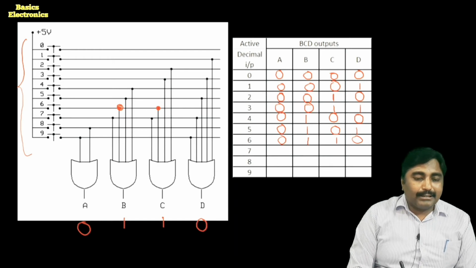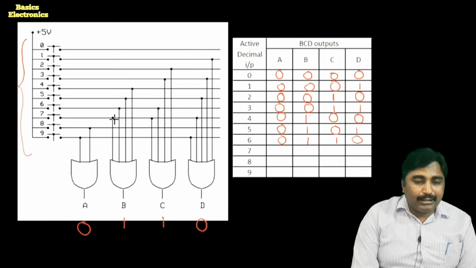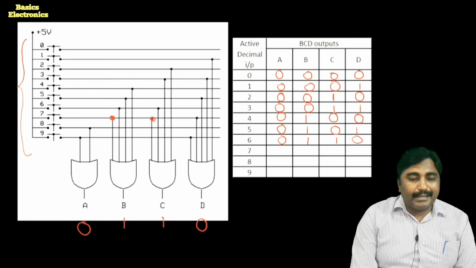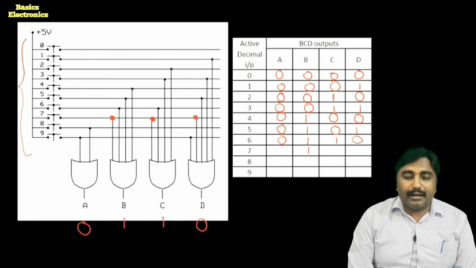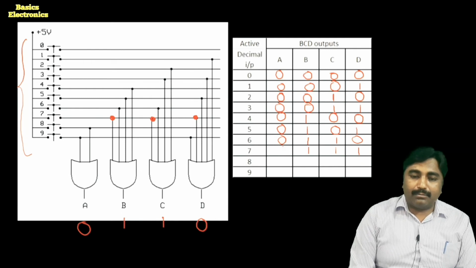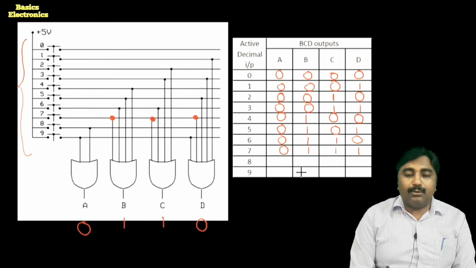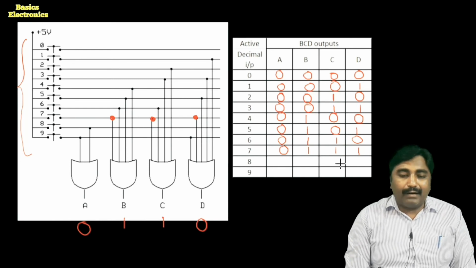When we press switch number 7, where is it connected? It is connected to the second gate. It is applied as an input to the second gate, to the third gate, and to the fourth gate. So the outputs of the third, second and fourth gates are 1, and the output of the first gate is equal to 0. So the BCD equivalent of 7 becomes 0, 1, 1, 1.